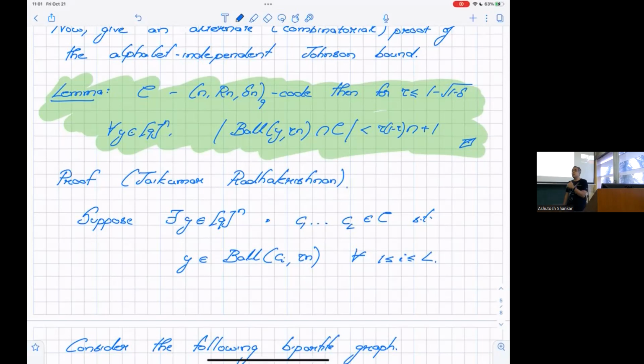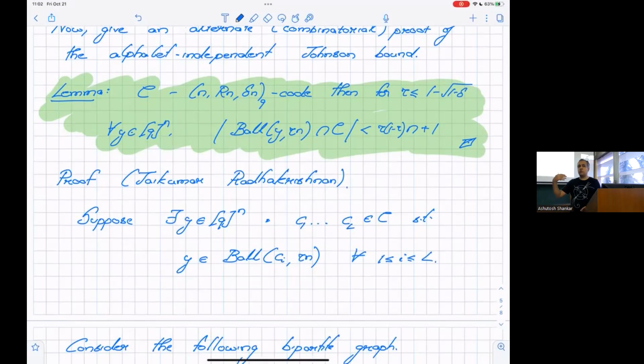Note, though, that the Johnson radius is not the list decoding capacity. The list decoding capacity is 1 minus H_q of delta, and that's delta. So even if you make a delta fraction of errors, you must be able to recover. The Johnson radius is one bound up to which you can list decode. It says every code with distance delta, but there might be codes which can list decode even beyond the Johnson radius, all the way up to what was guaranteed by the achievability and the curve which we showed before.